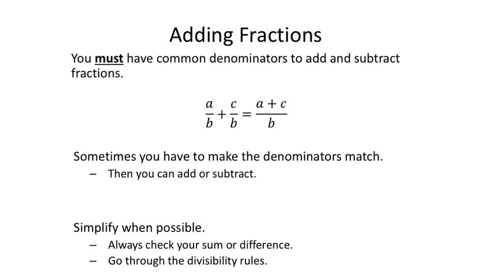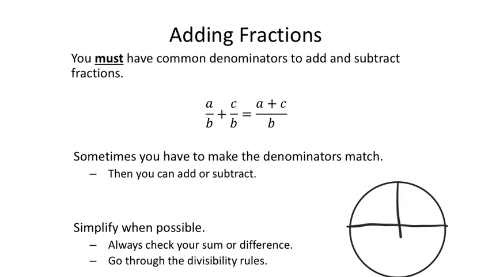So for example, let's go back to a pizza again. It's supposed to be a pretty good circle. So let's say that we got fourths, okay?